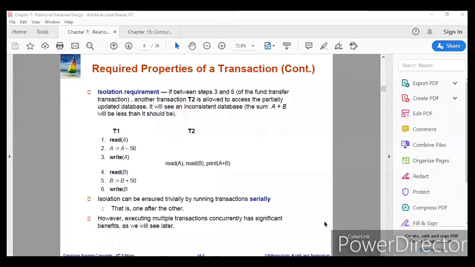Isolation can be ensured trivially by running transactions serially. So what is a serial transaction? When T1 is complete, then T2 should start. It's not necessary that the entire T1 transaction complete all its instructions. If you can see over here, in T1: read A, A equals A minus 50, write A. So instructions 1, 2, and 3 are all working on item A. When all operations on item A are completed, then the operations on item B start. And that is why it is called serial transactions.